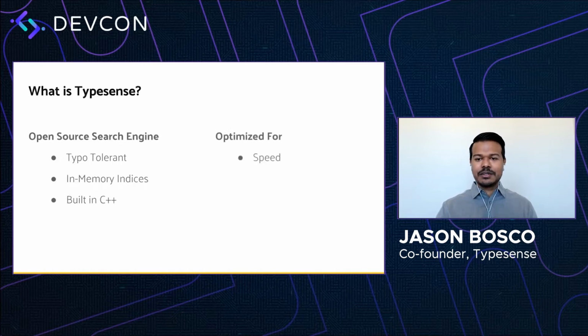And the key thing that we've optimized Typesense for is speed. Given that it's an in-memory data store, this is what enables us to have fast speed in Typesense, and that enables search-as-you-type experiences, which I'll touch on a little later.